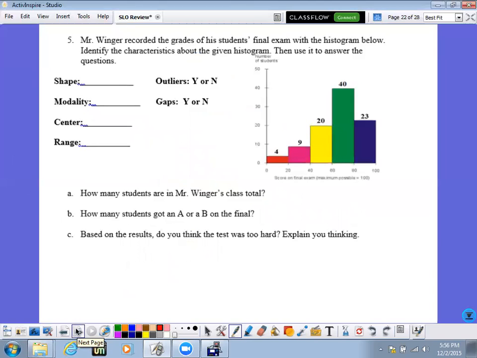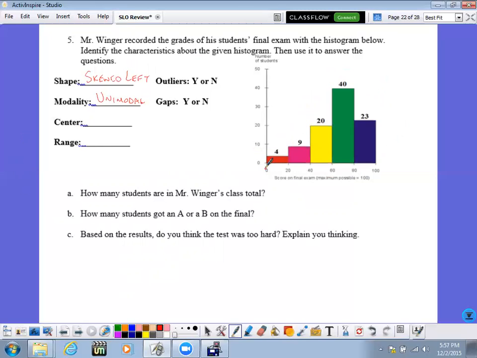It says, Mr. Winger recorded the grades of his students' final exam with the histogram below. Identify these characteristics. So shape dealt with that skewness, right? And so if we look at it, it looks like I have a chunk of data and a tail. So in that case, the tail's to the left. I'm going to say skewed left. The modality looks like there's only one hump to me. So in that case, it's going to be unimodal. The center we'll look at here in a minute.